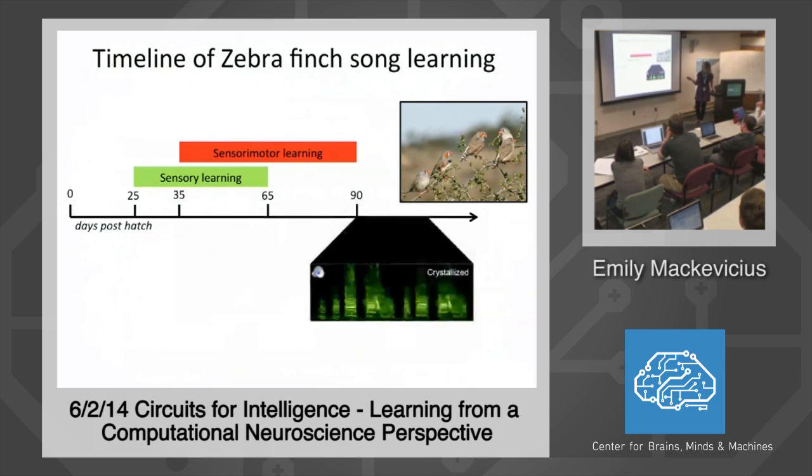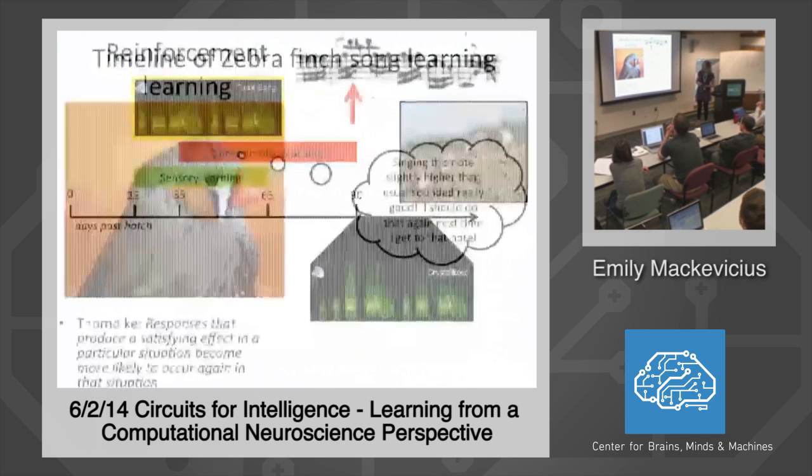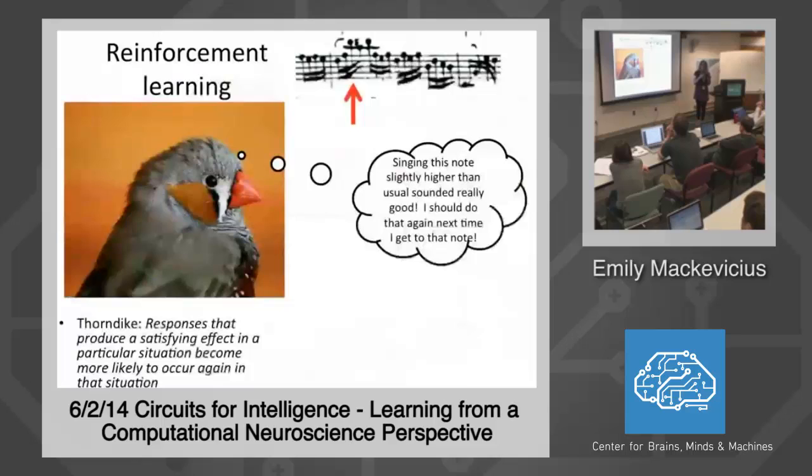Just didn't press it. Okay, so that is what the tutor song sounds like. So he'll hear this song, and this early stage is called sensory learning because he's forming a sensory representation of his tutor song. He's memorizing his tutor song. And the next overlapping phase of learning is sensory motor learning, where he starts practicing his own song. So he starts singing early subsong, which is babbling.